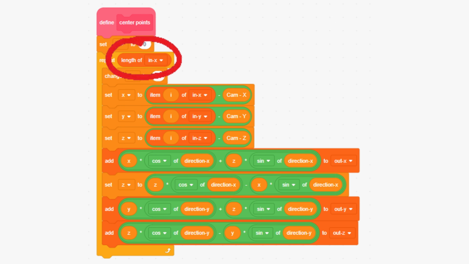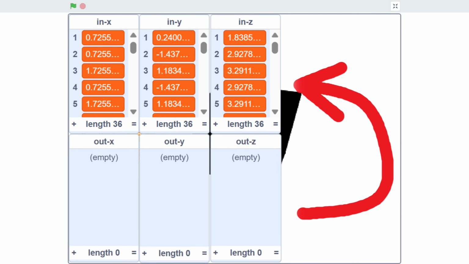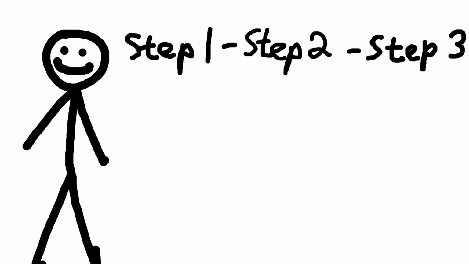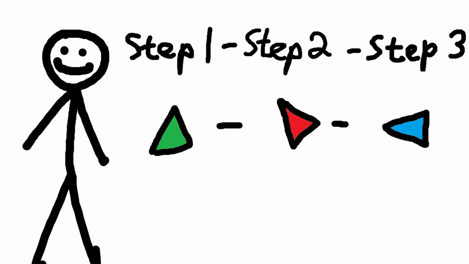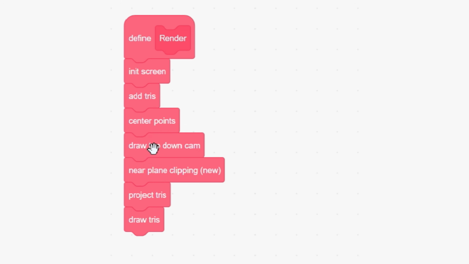Now, the first thing we do is move every point in the input list to the center and add the new points to the output list. Then we can replace the input list with the output list so that our points are ready for the next function. Then we rotate all the points and add them to the output list. Doing everything step by step instead of triangle by triangle makes it easier to troubleshoot, as well as making it easier to add extra steps in the future.